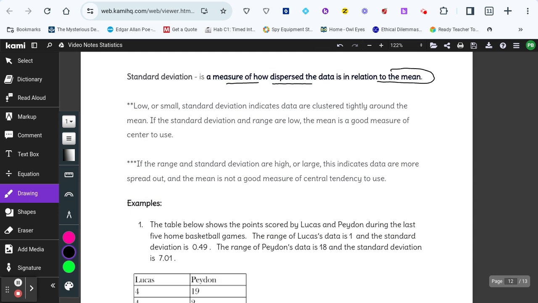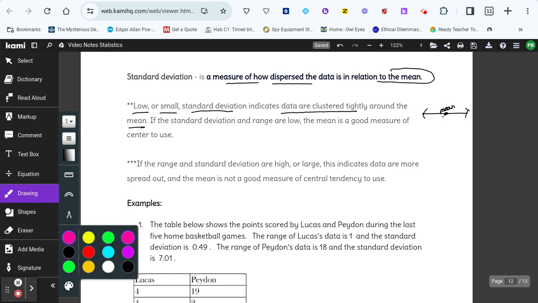So if you have a low or small standard deviation, it indicates that all your numbers are pretty much clustered tightly around the mean. Like you have the mean. If this is your mean, then all the other numbers are clustered around it. They're not too far away from it. You don't have anything way down here, okay? They're going to be clustered together tightly close to it.